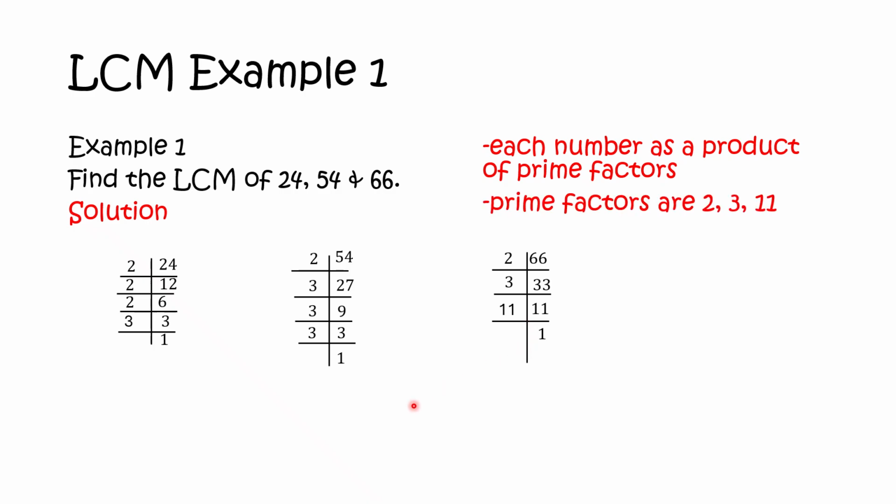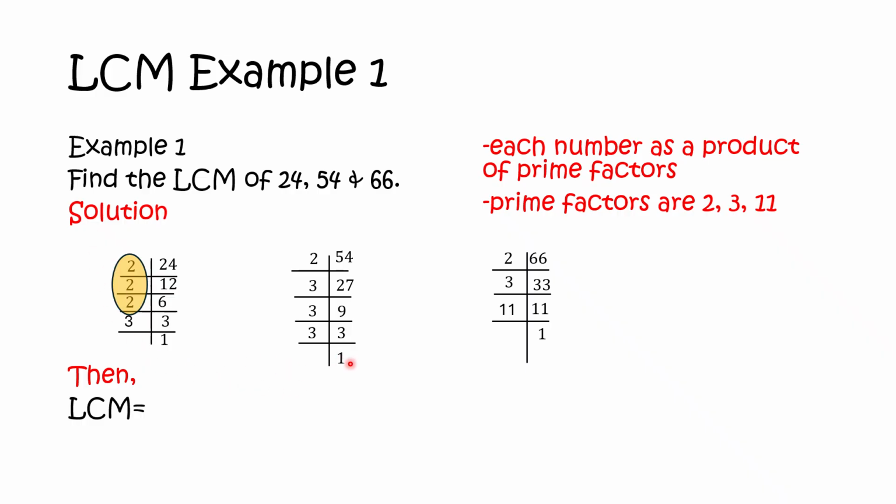Now, unlike the HCF, where we had to look for the common factors, what we do next is, for each and every factor, we have to identify the factors we have. The factors we have are 2, 3, and 11. Now for 2, we select where the 2's appear the most. So as we can see, the 2 appears the most in 24 because the 2's appear 3 times.